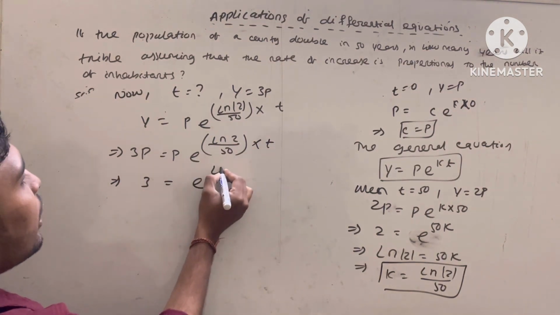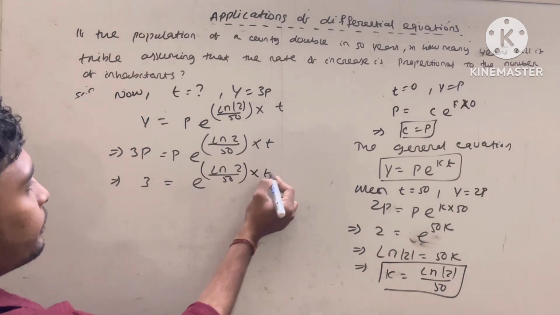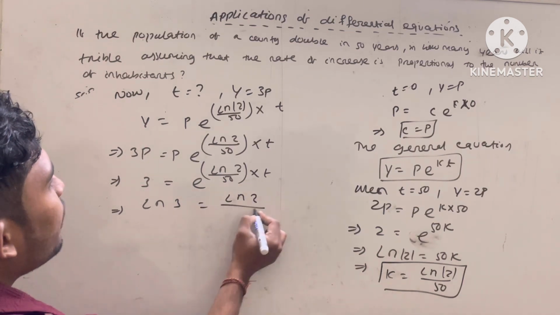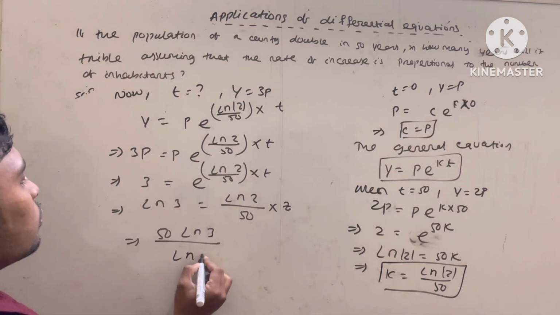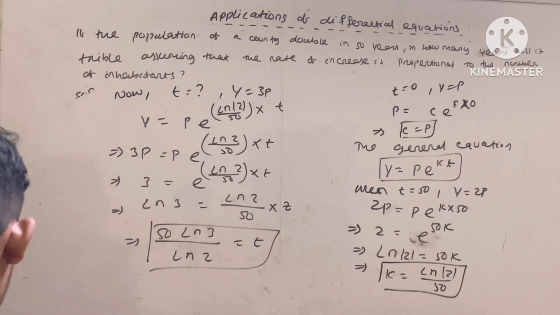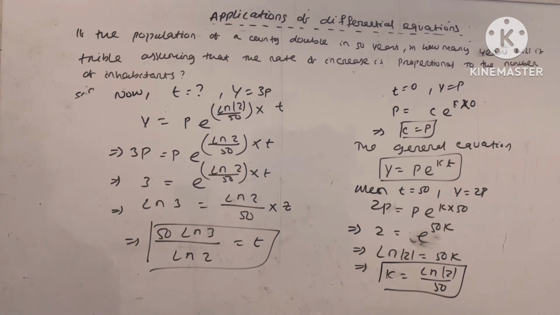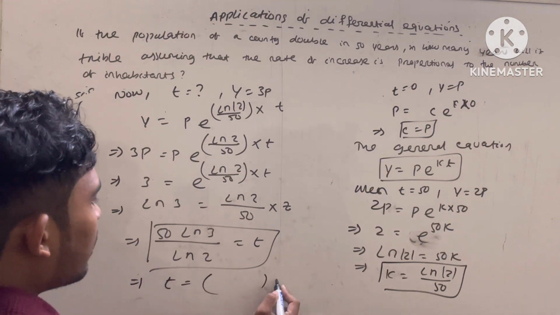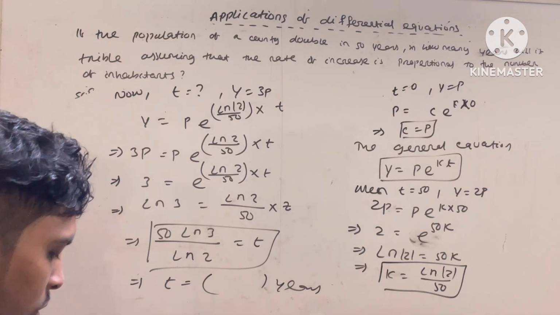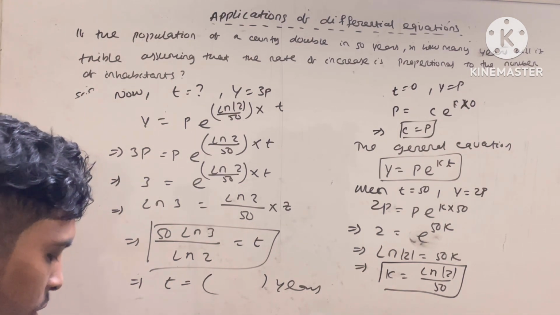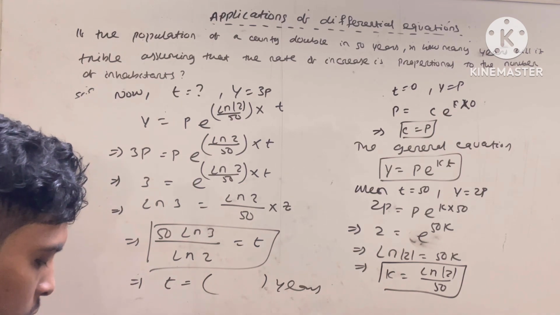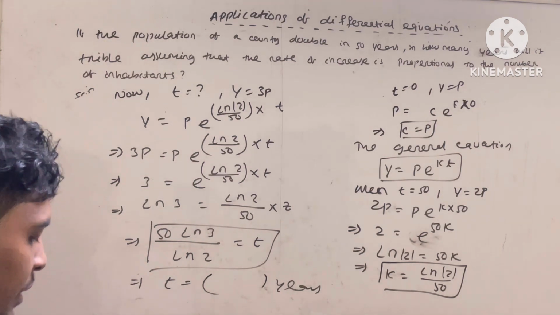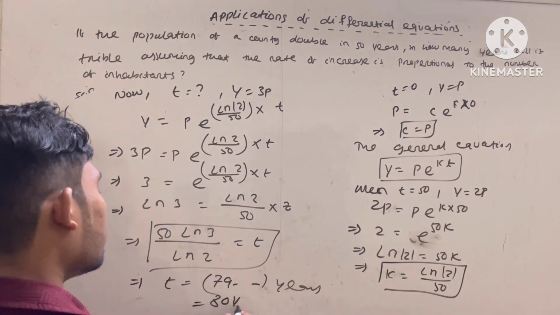So now 3 is equal to e to the power ln 2 by 50 into t. We have to just find the value of t. So ln 3 is equal to ln 2 by 50 into t. So t is equal to 50 ln 3 by ln 2, and this will be the years when the population will increase to 3 times. So just calculate on your calculator and you get the value of t. It is approximately 79 something, so it is 80 years.